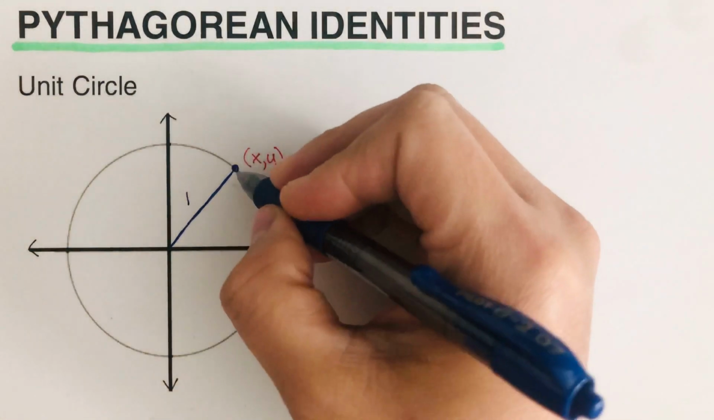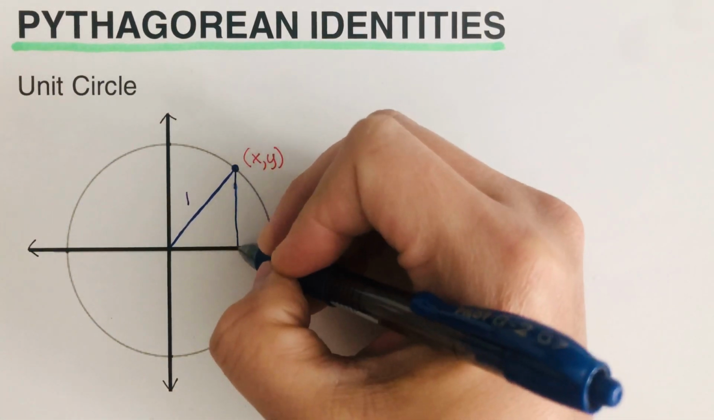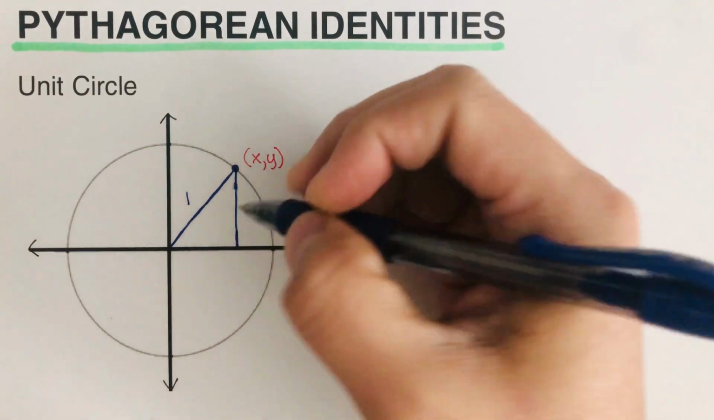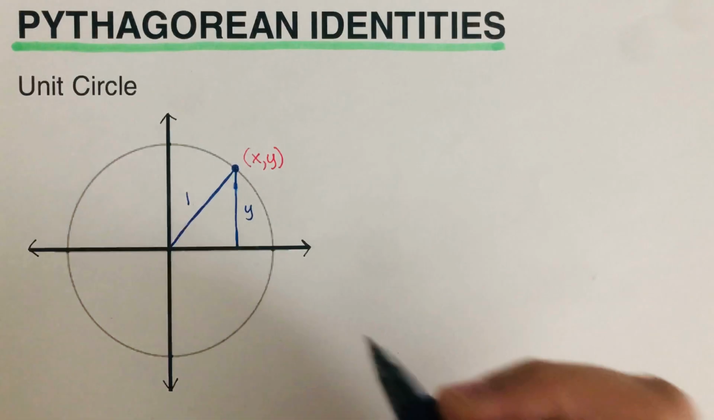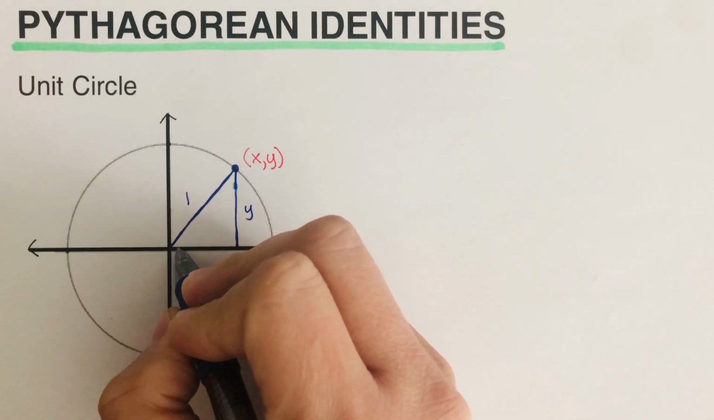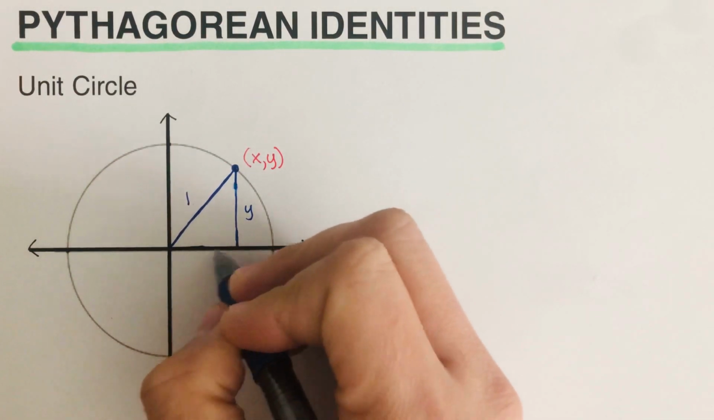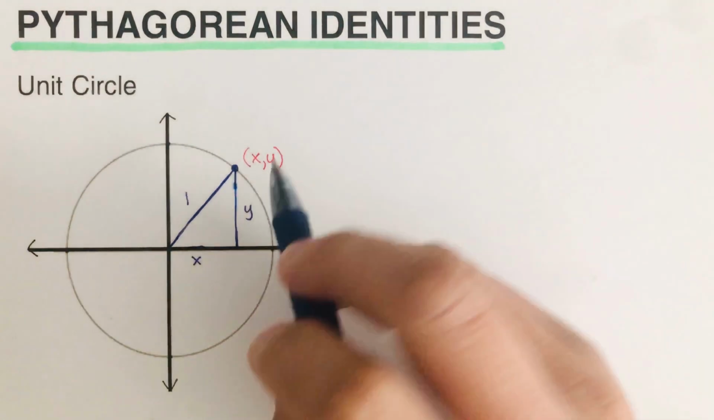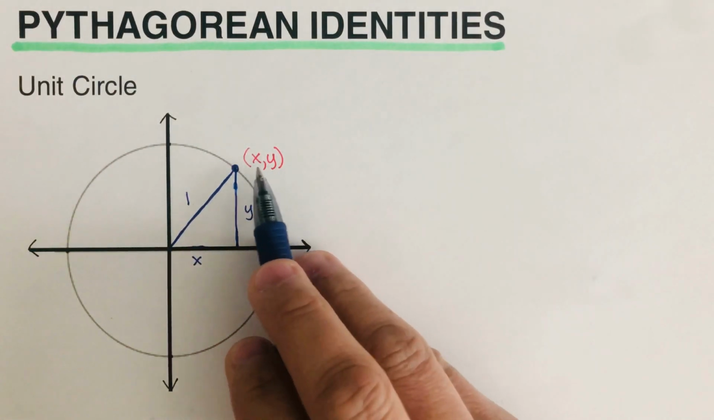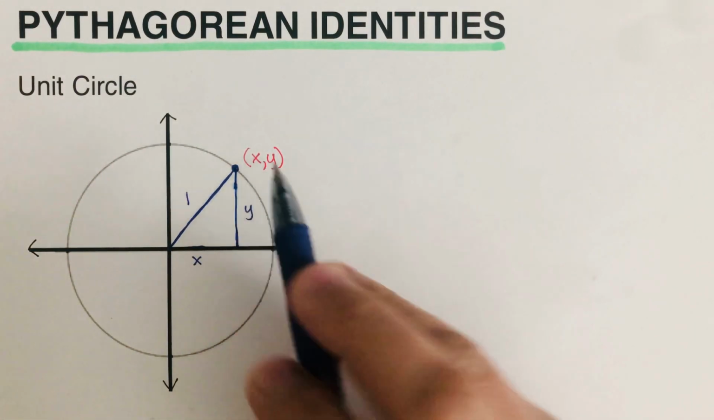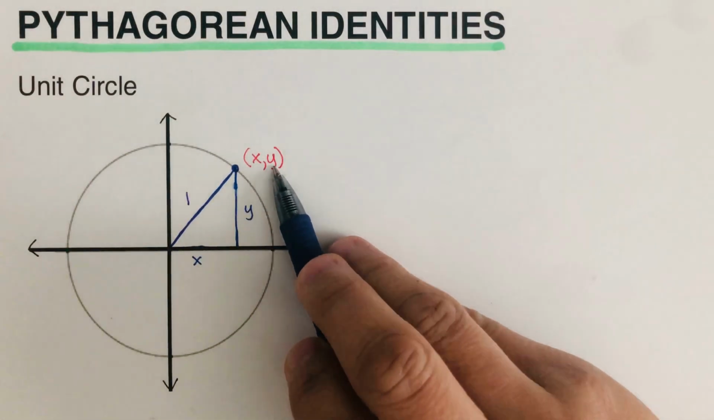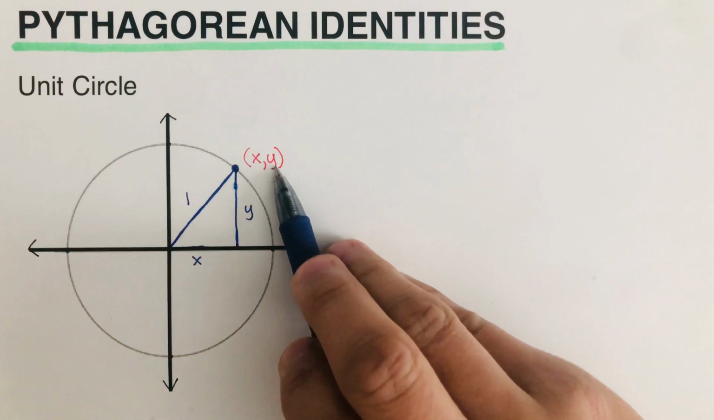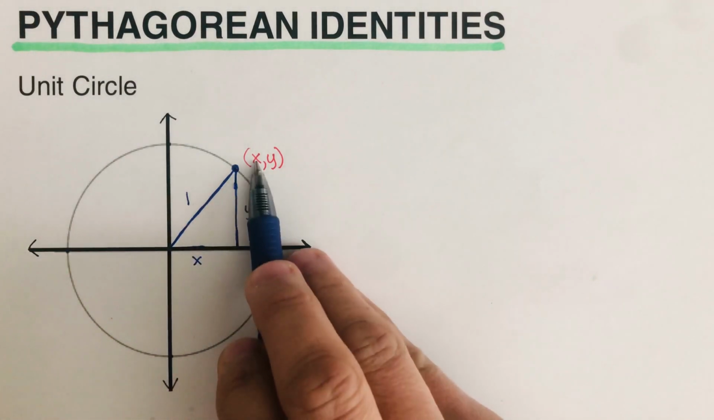Now we can drop a line down here, and this will give us the y value because that's vertical. And on the horizontal line right here, this will give us the x value. So that's how we get the coordinate (x, y). Whatever the length of this y is, that would be on this part of the coordinate. Whatever the length of this x is, that's the x right there.